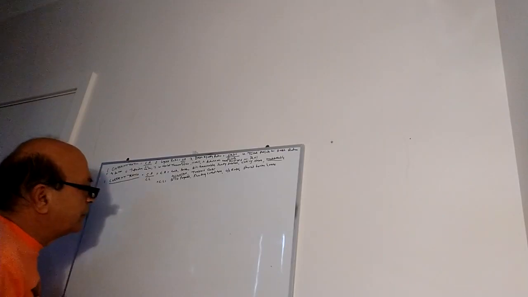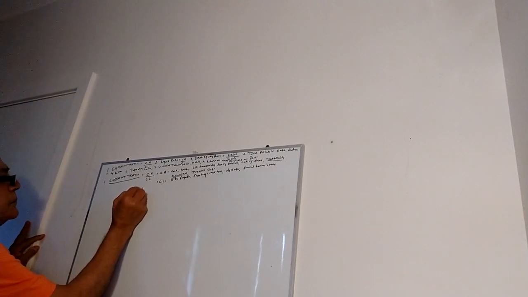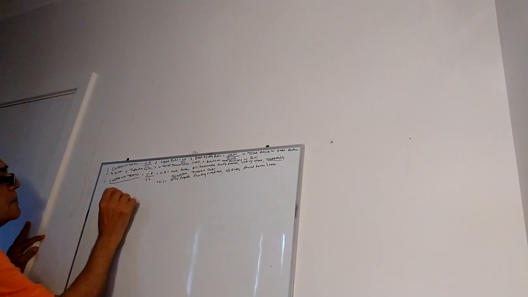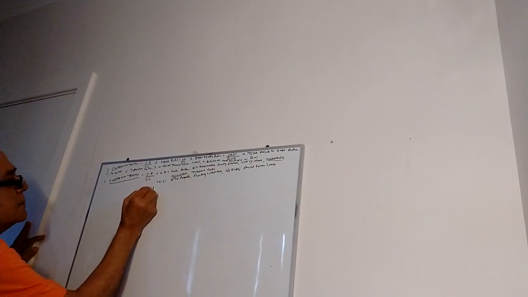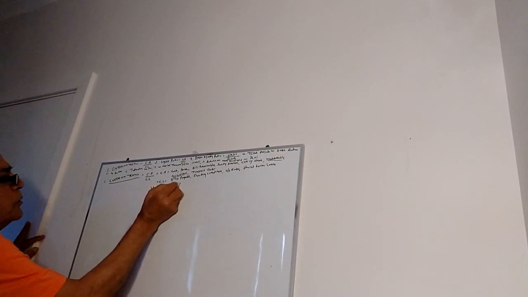So current assets upon current liabilities. The normal ratio, or ideal ratio, is 2:1. A business normally must have current assets twice of current liabilities.